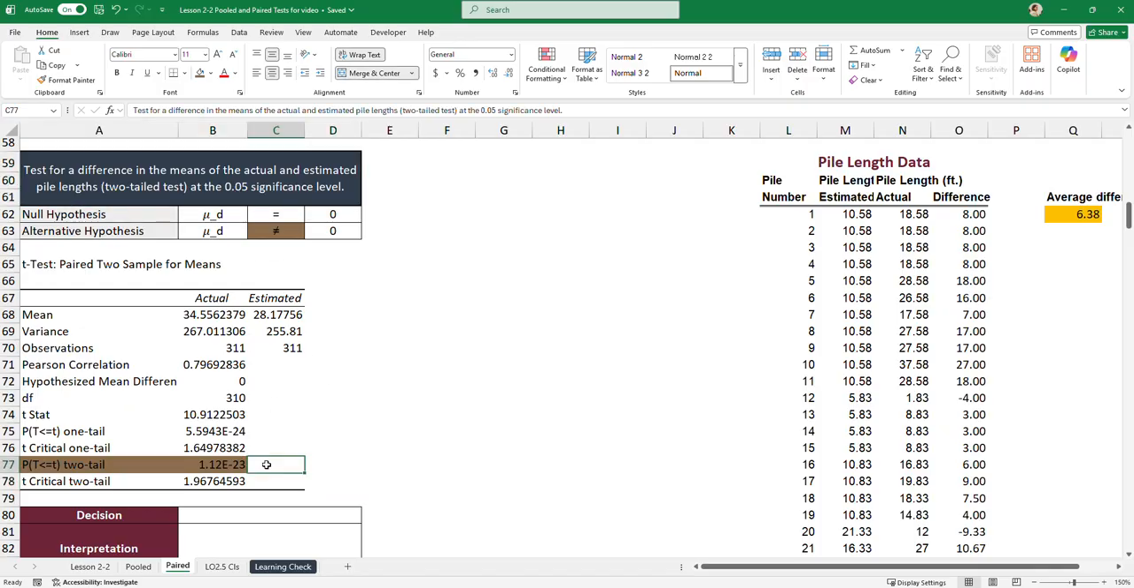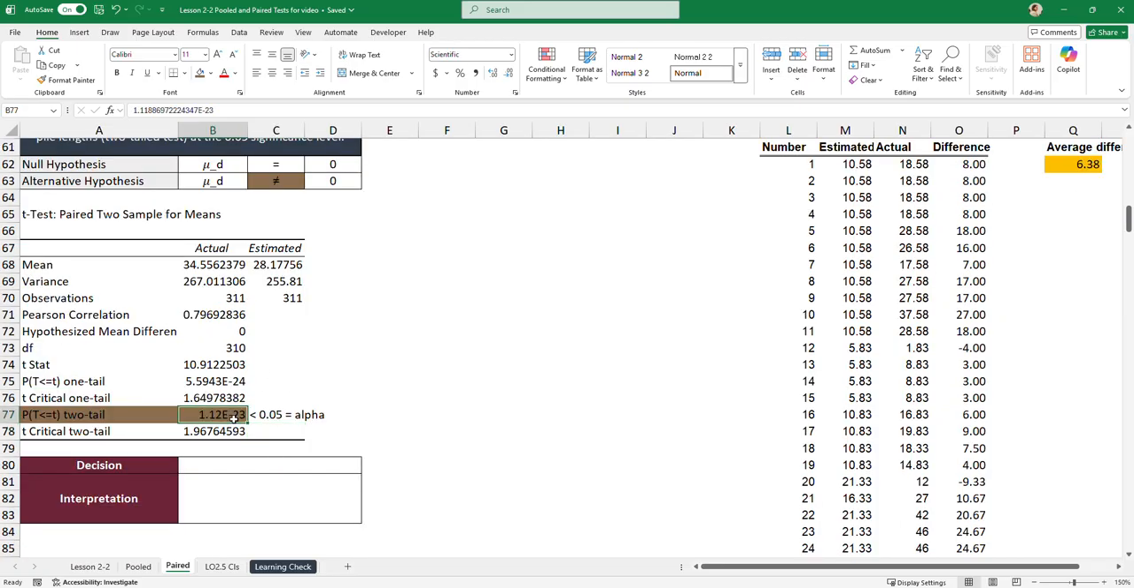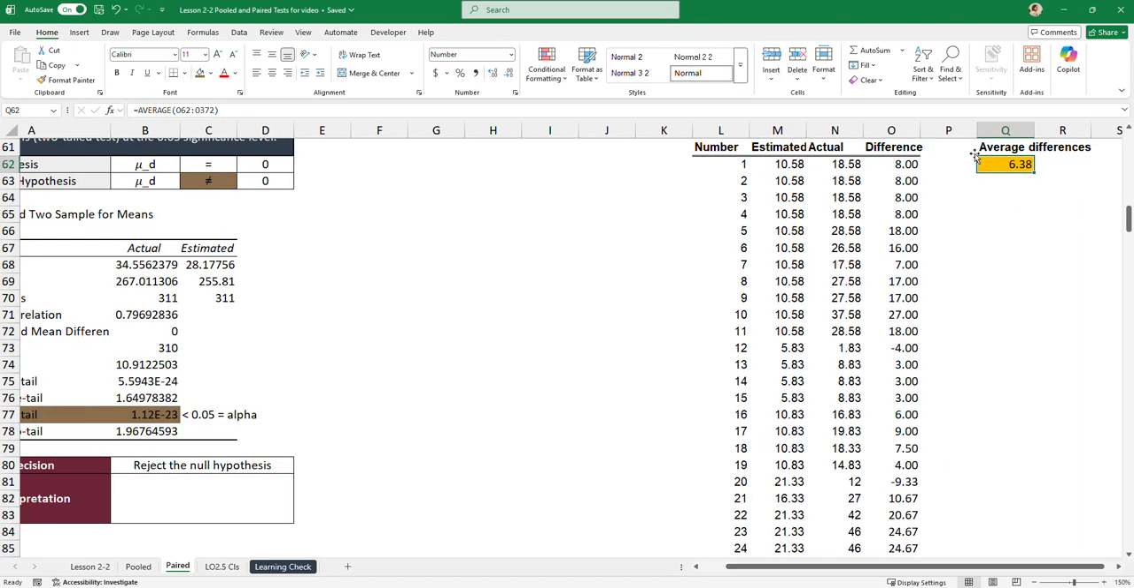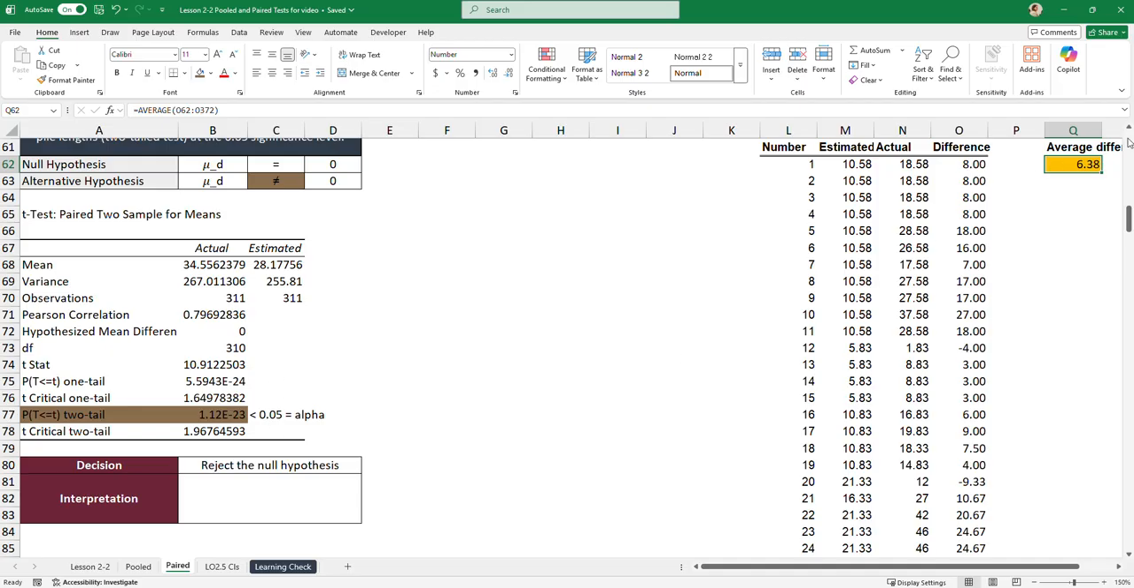At the 0.05 significance level, a p-value of essentially 0 is definitely smaller than 5% alpha. So this time we got a p-value less than 5%. The decision should be to reject the null hypothesis. The null hypothesis was that the mean of the differences is 0. We're rejecting that. So what that means is that the mean of the differences is not 0, which I calculated the mean of the differences. It was 6.38. So what this is telling us is 6.38 is too far away from 0.